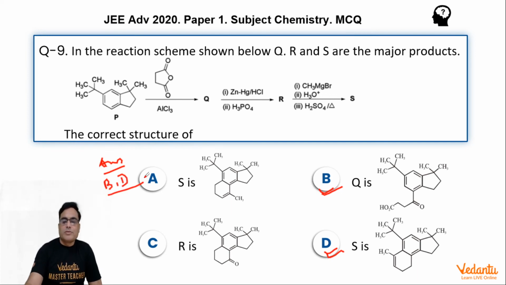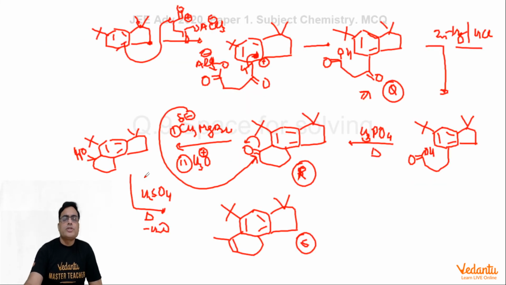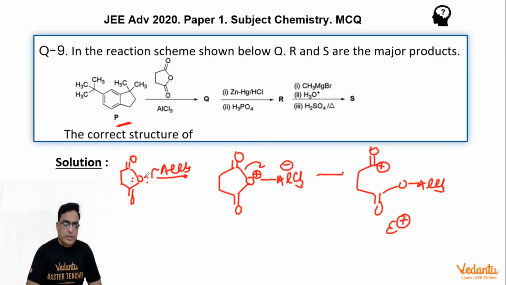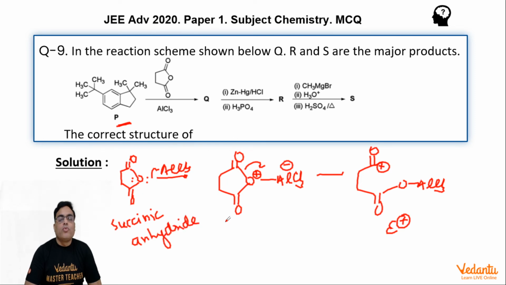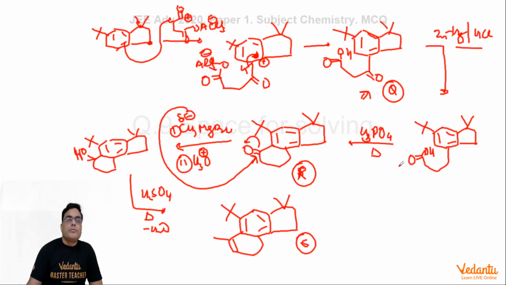Understood? It is a very simple reaction sequence. You see, let us repeat. Succinic anhydride on reaction with AlCl3 will create an electrophile. This electrophile attacks the benzene ring, but our benzene ring has different substituents. One is tertiary butyl, and on the other side there is a 5-membered ring, whose first carbon, directly connected to the benzene ring, has 2 methyl groups and no alpha H. The other carbon directly connected to the benzene ring has 2 alpha hydrogens.